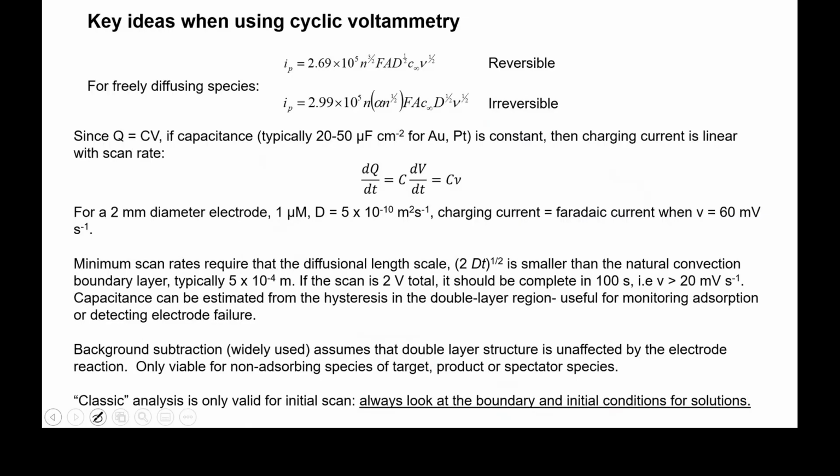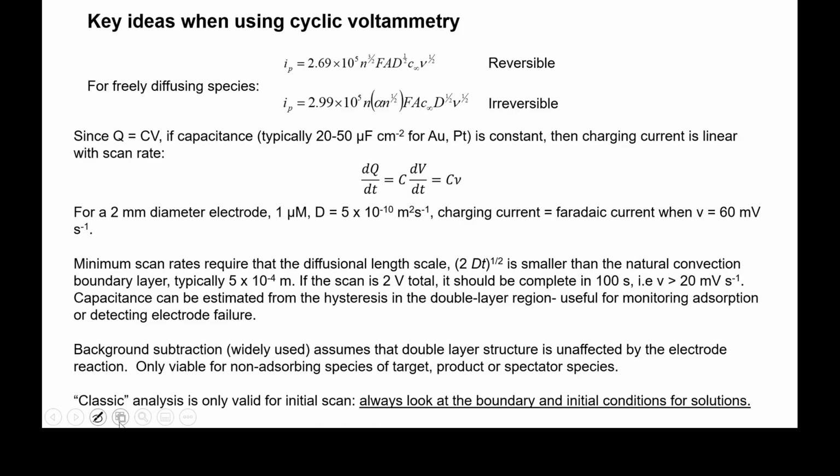Going back to cyclic voltammetry, we need to bear in mind a couple of things, based on what I've seen in the lab and in examining PhDs. The relationship between the non-Faradaic signal and the Faradaic signal needs to be borne in mind, and this sets absolute limits on what the smallest scan rate is that you can reasonably use. The minimum scan rates require that the diffusional length scale is smaller than the natural convection boundary layer.